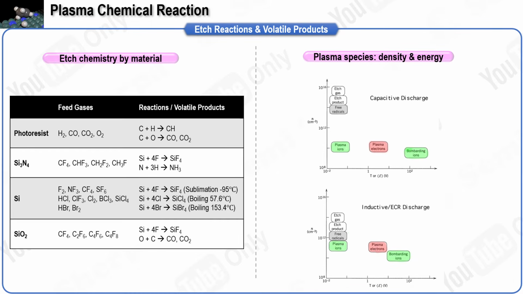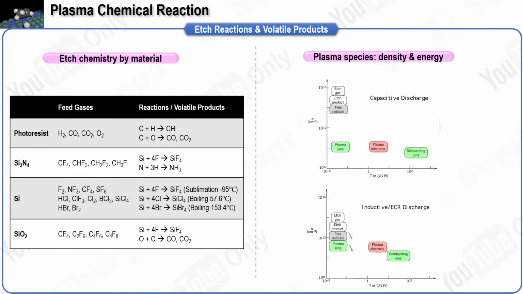Now read the right side: plasma species, density, and energy. The upper chart represents a capacitive coupled plasma, commonly called CCP. Its plasma density is relatively low, sheath voltage is higher, ion energy at the wafer is higher, and the total flux of ions and radicals is smaller. Dissociation is limited, so only a portion of the feed breaks into radicals, and a large amount of etch byproducts can be observed.